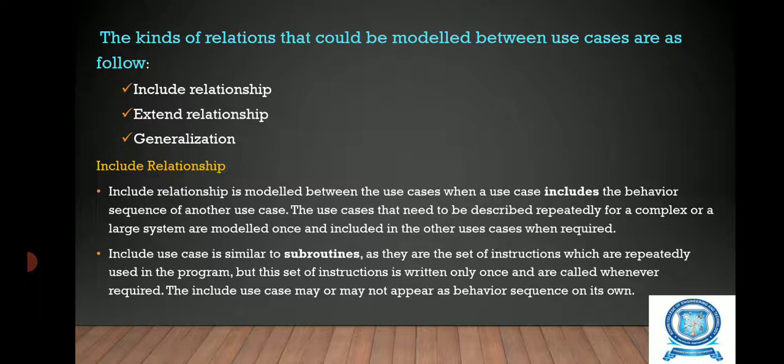Now let us see the include relationship. An include relationship is modeled between use cases when a use case includes the behavior sequence of another use case. The use cases that need to be described repeatedly for a complex or large system are modeled once and included in the other use cases when required. An include use case is similar to a subroutine, a set of instructions repeatedly used in a program, but written only once and called whenever required. The include use case may or may not appear as a behavior sequence on its own.